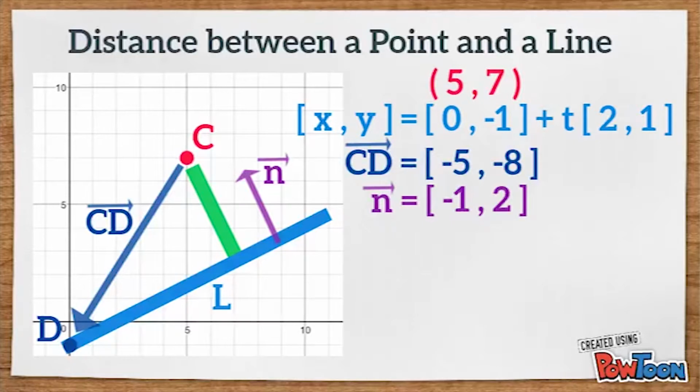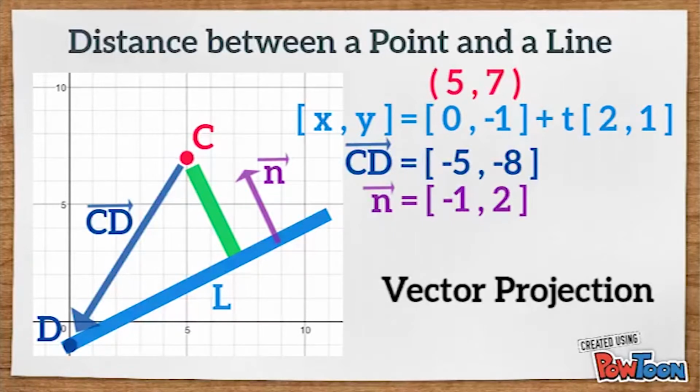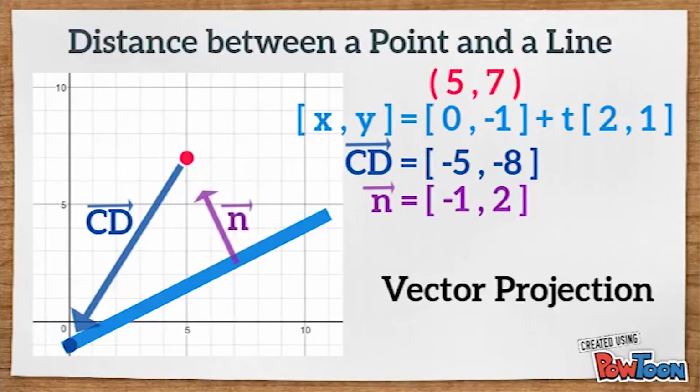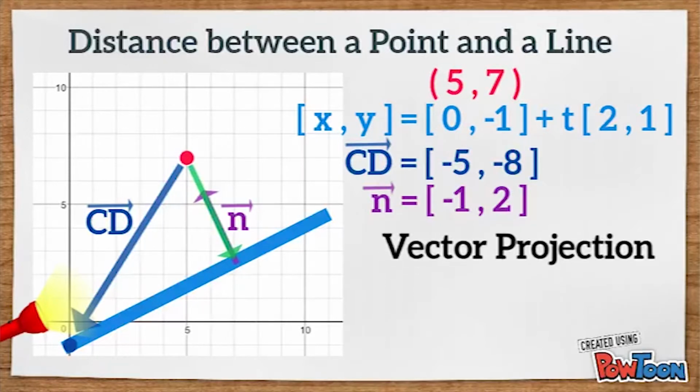To do this, we will use vector projection. In this case, we are projecting vector CD onto vector n. But what exactly is vector projection? Well, when you project one vector on another vector, it's like using a torchlight and shining it over the first vector, so that its shadow will be cast upon the other vector, and we will get this vector. If we are projecting CD onto n, it would be written like this.